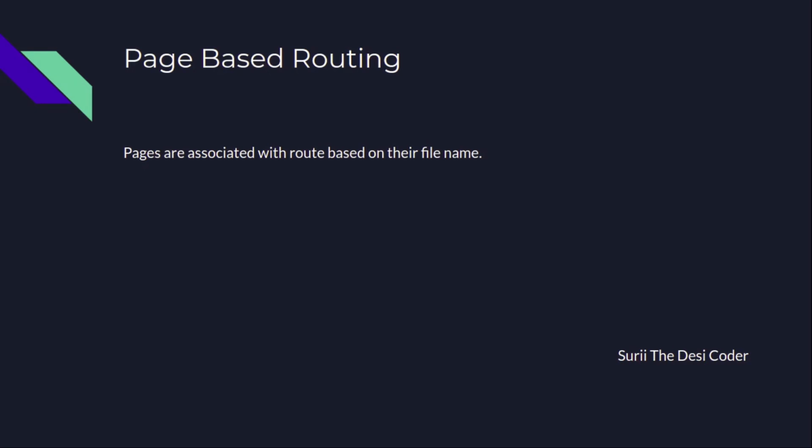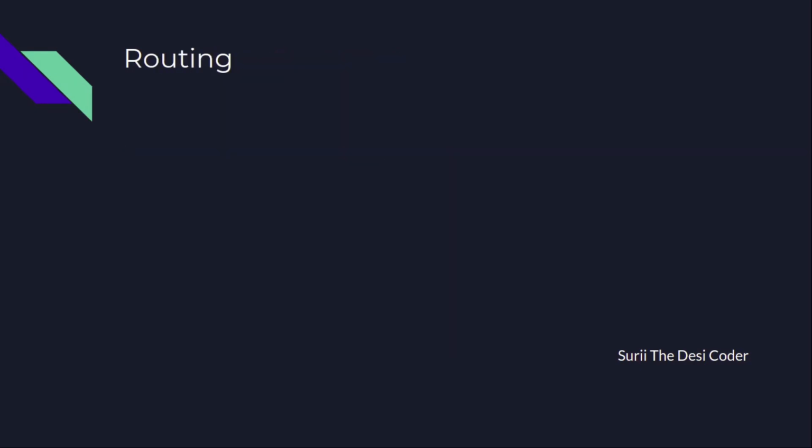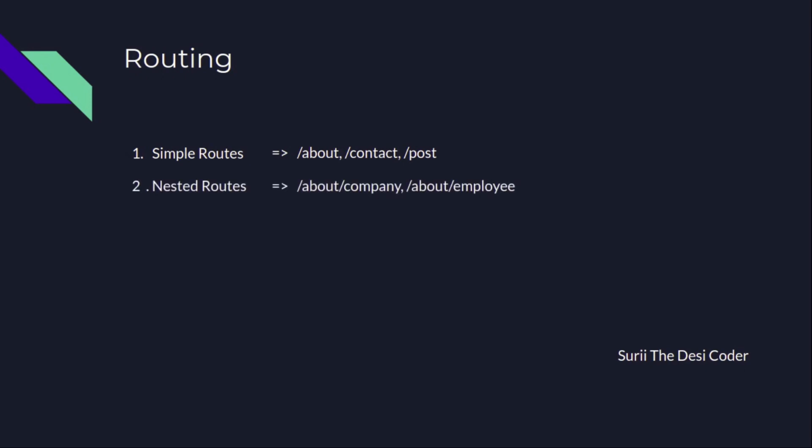Alright, so in an application we have four types of routes. One is simple routes. So as you can see, we have /about, /contact, /post. These are the simple routes. The second one is nested routes. So for example, your about is divided into two sections, company and employee. So you will have routes like this, /about/company and /about/employee.